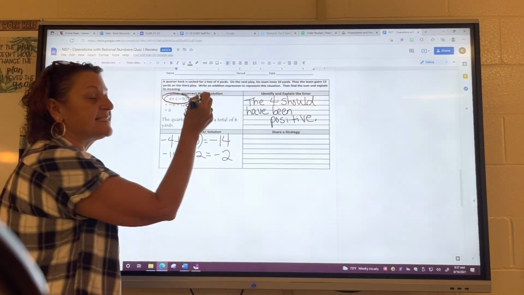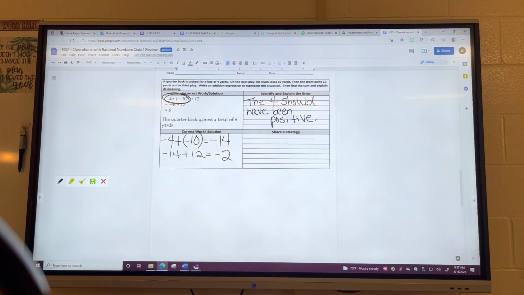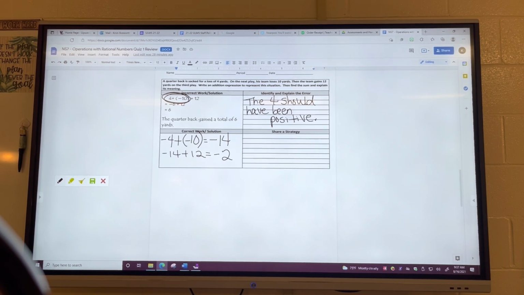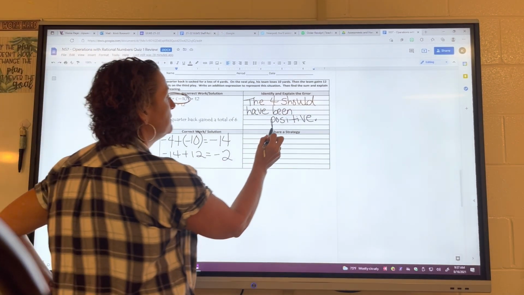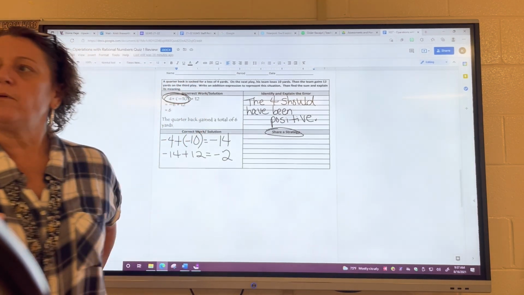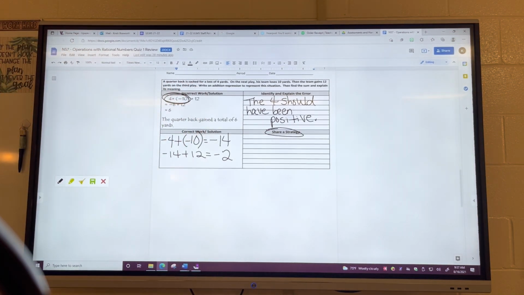Now, guys, this problem right here is what your extended response on your quiz will look like. Right here for share a strategy, I want you to come up with a way that shows how you knew what to do. Just write down in a simple sentence how you knew what to do. And it can't be because Ms. Bosworth told me to. She put it on the board.